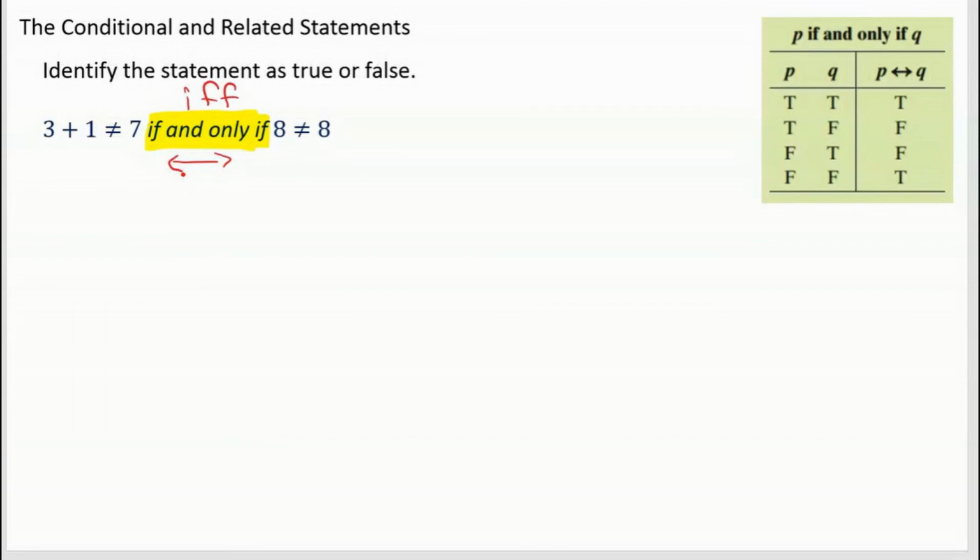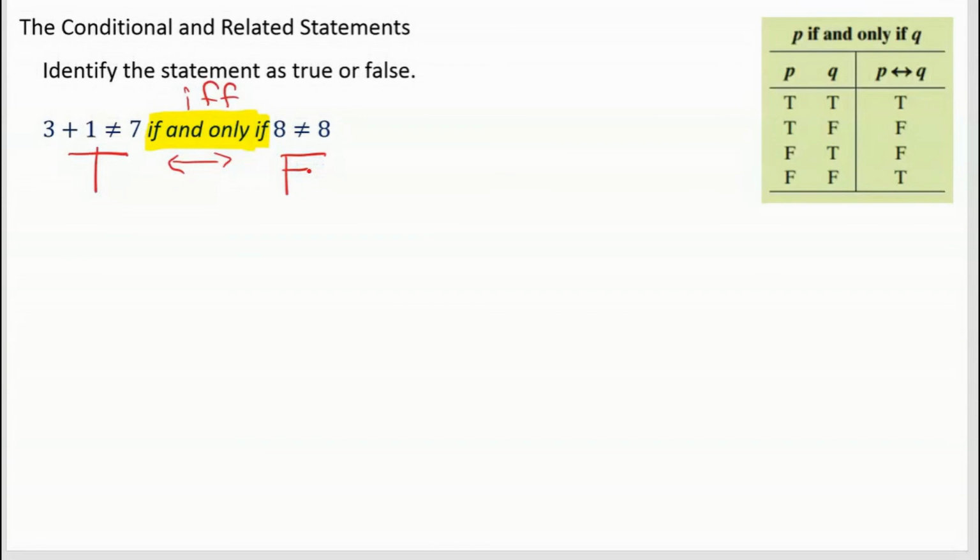Now let's see if we can determine if this is true or false based on the truth value of each of our component statements. So we have 3 plus 1 is not equal to 7. Now, is that true or false? Well, 3 plus 1 is 4. 4 is not equal to 7. That's a true statement, right? Okay. 8 is not equal to 8. Well, that's a false statement, right?